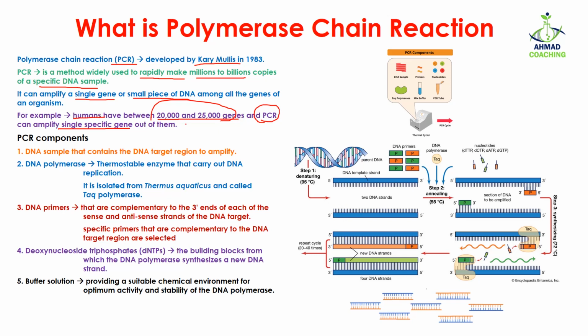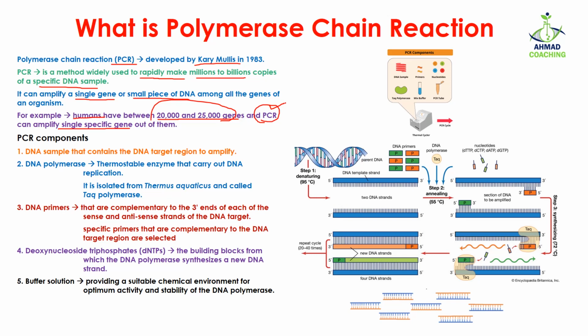For example, I wanted to study the leptin gene. Leptin is a hormone which is produced inside humans. So if I wanted to study its gene, I can amplify it with the help of PCR and I can study that. To perform PCR, you need some specific components, and without the components, you cannot perform the PCR.